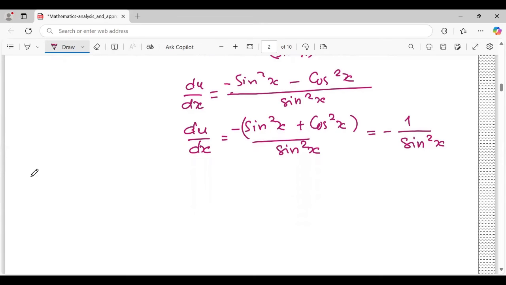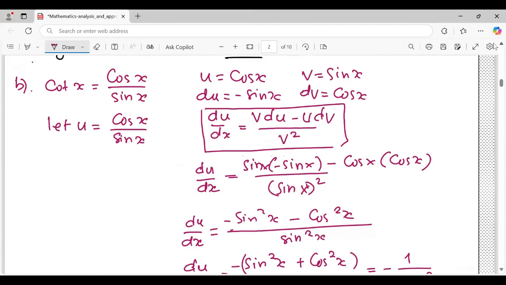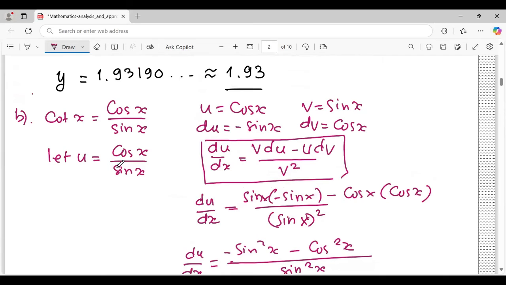Right. If y equals half ln cotangent x, and if cotangent x is u, it means y equals half ln u, according to this, where u equals cosine x over sine x, or u equals cotangent x.